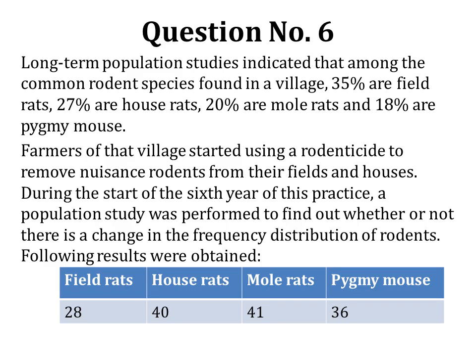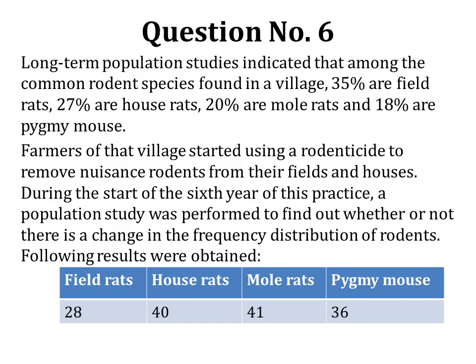So now our question number 6, which is about the same example that we saw in question number 5, that the long-term population studies indicated that among the common rodent species found in a village, 35% are field rats, 27% are house rats, 20% are mole rats, and 18% are pygmy mouse. And the farmers of that village started using a rodenticide to remove nuisance rodents from their fields and houses.